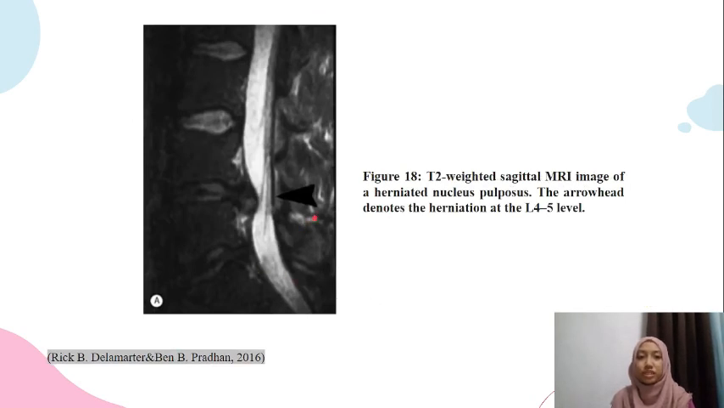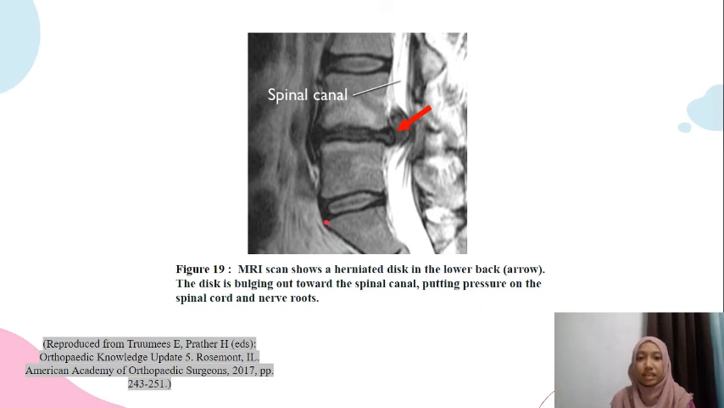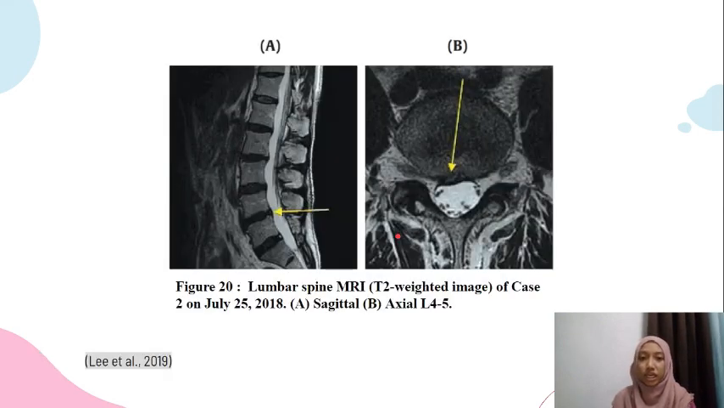This image shows the herniated nucleus pulposus using the MRI. The arrowhead denotes the herniation at the L4 to L5 level. Then this image from MRI scanning shows a herniated disc in the lower back. The disc is bulging out toward the spinal canal, putting pressure on the spinal cord and nerve roots.